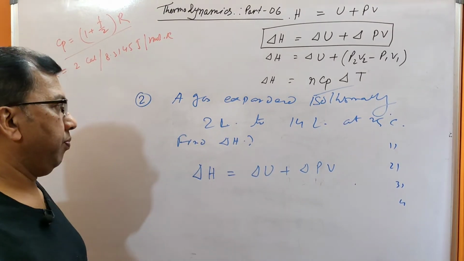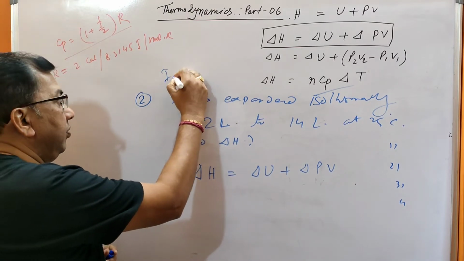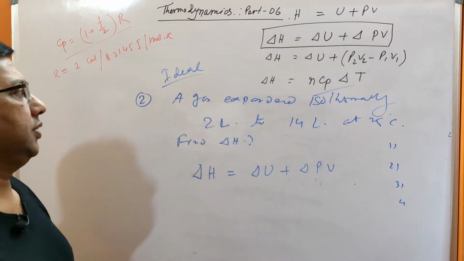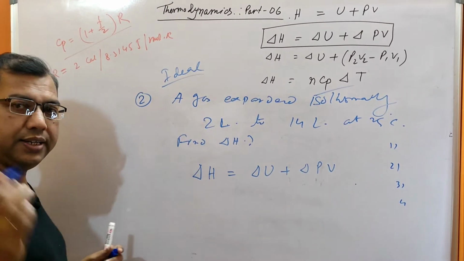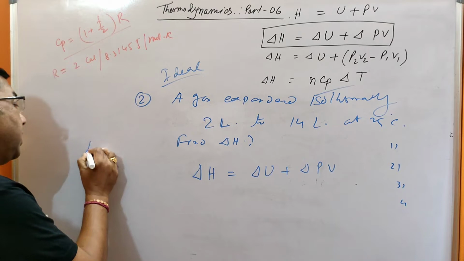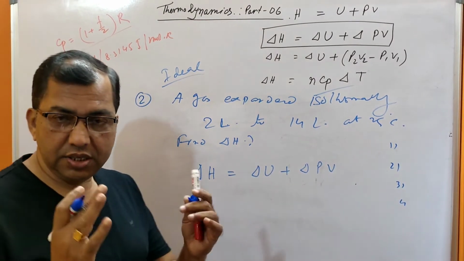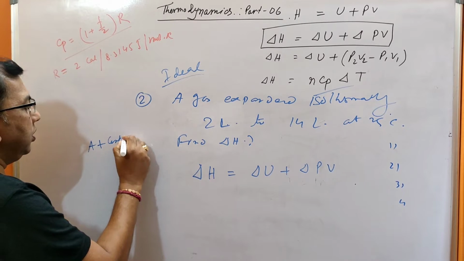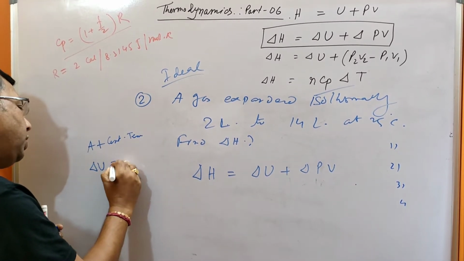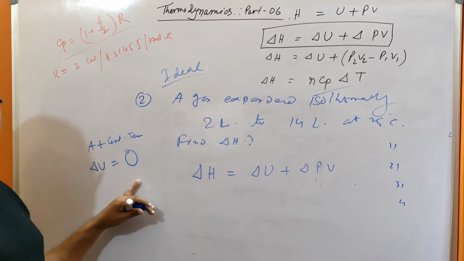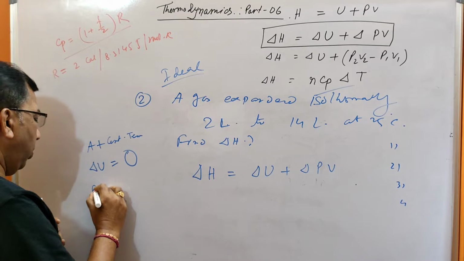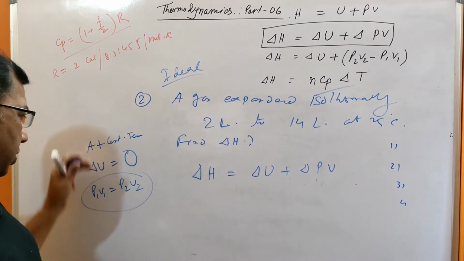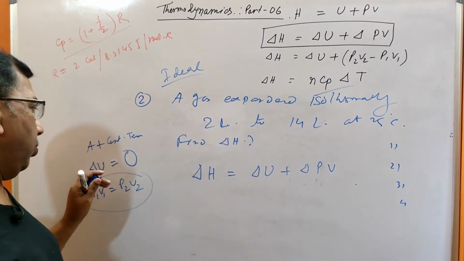One thing you must remember here: it is an ideal gas. So in case of an ideal gas, as I have told you again and again, at constant temperature, that is isothermally, delta U, the change of internal energy, is always 0. And we also know P1 V1 equals P2 V2 at constant temperature, and delta U equals 0.